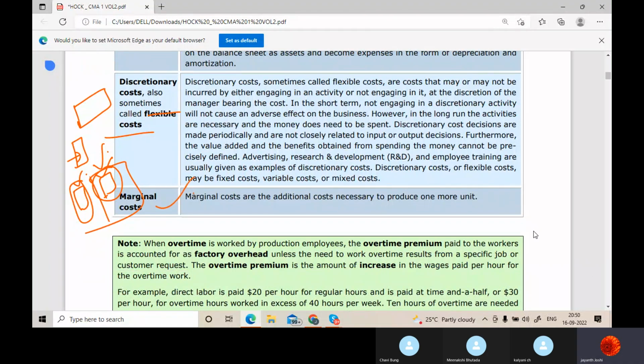Marginal cost is nothing but if you have produced 100 units and you want to produce the 101st unit, the additional cost you will be incurring for producing that extra one unit is the marginal cost.